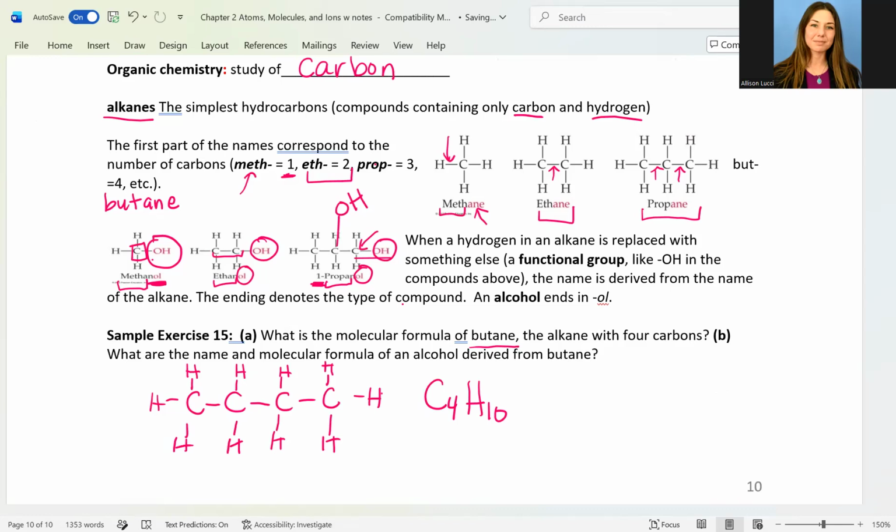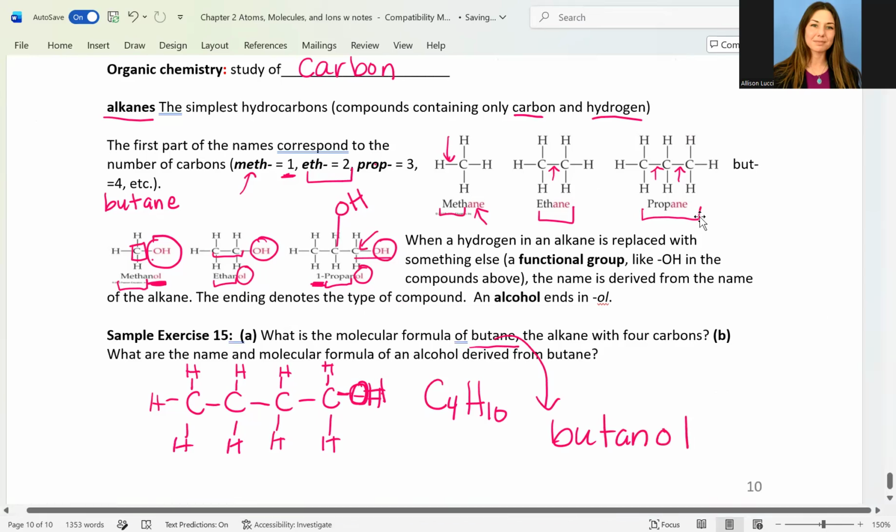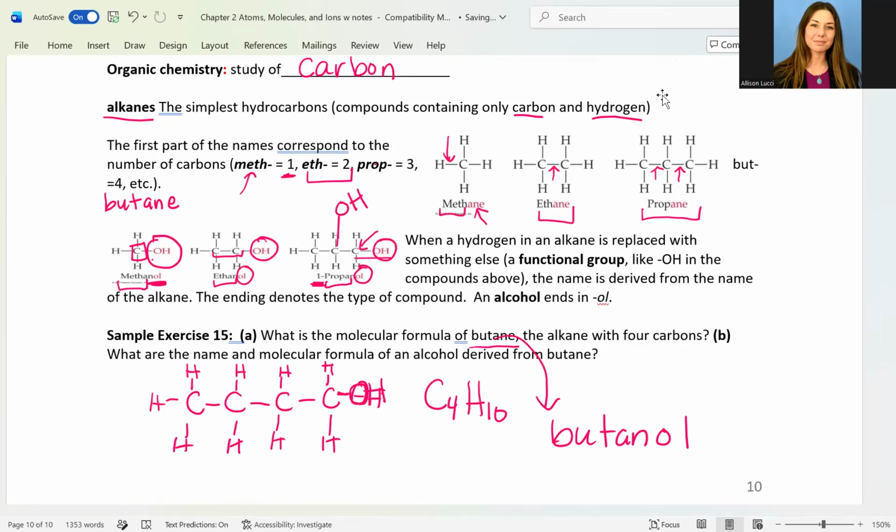And in part B here, we want to know what would the alcohol be if we change one of these hydrogens to an OH group here. We would know that the name would start with butan again, and then end with OL. So we have butanol. So this is everything from chapter 2, and we'll continue with chapter 3.